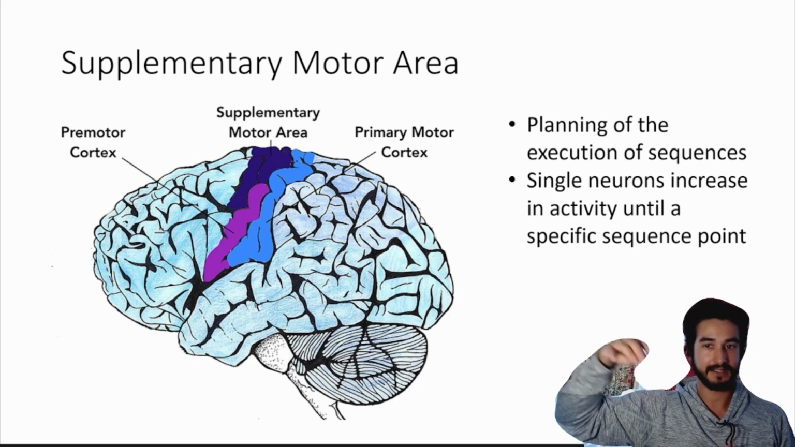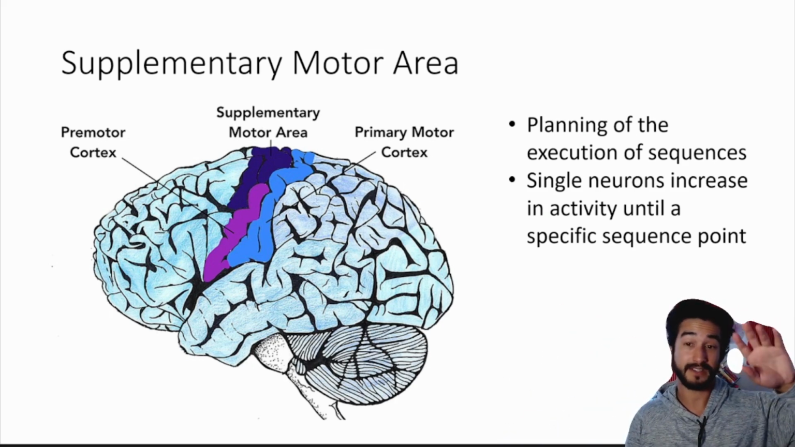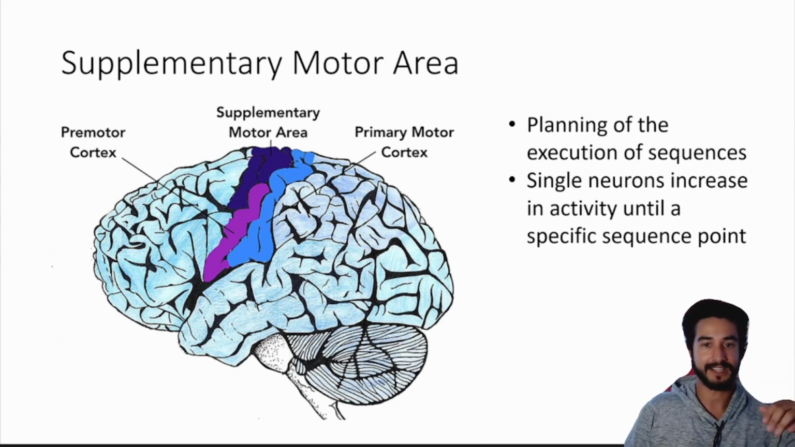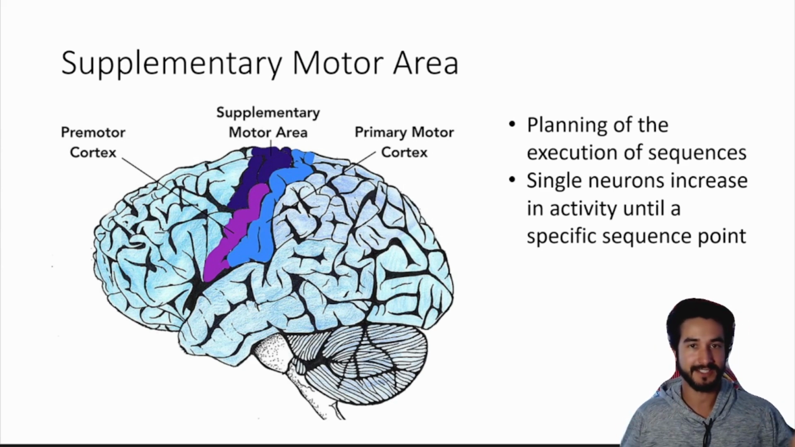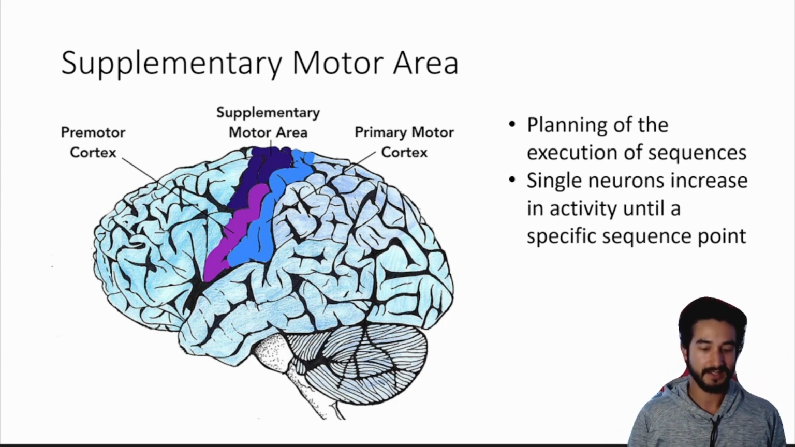Since activity reflecting, for example, the second action, so it'd be the 1 in the 41324 sequence, gradually increases from the start of the sequence until the point when the second element is to be executed. So all this suggests is that the SMA is really important for planning out your next sequence, or the next item in the sequence, or the next chunk of that sequence each time, and that there are specific neurons that code for this as well.